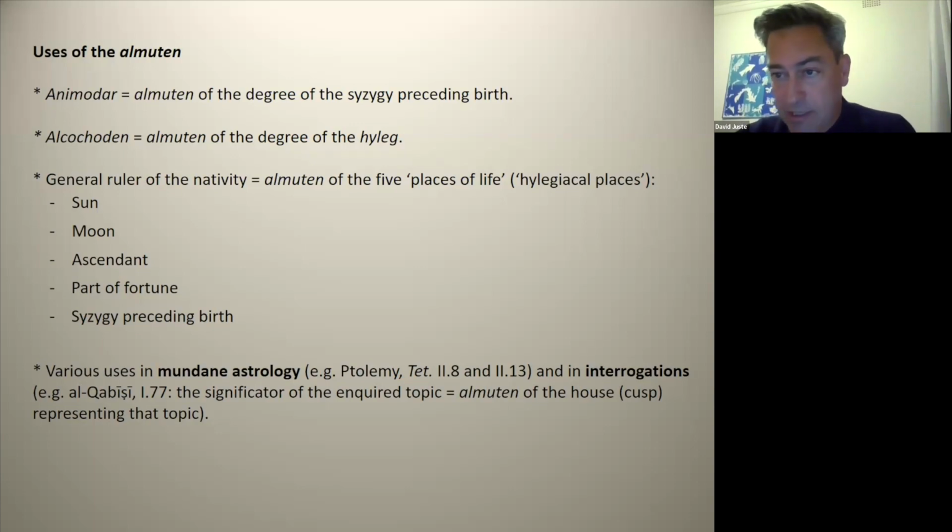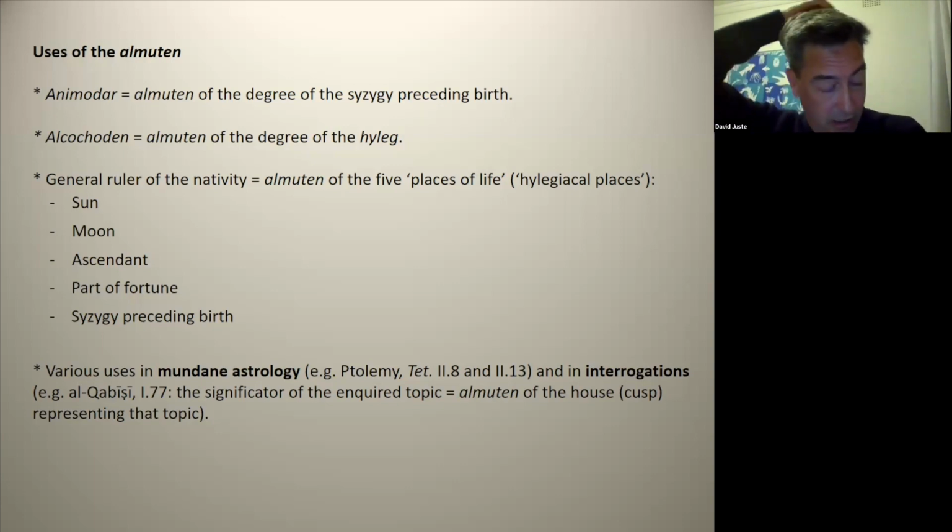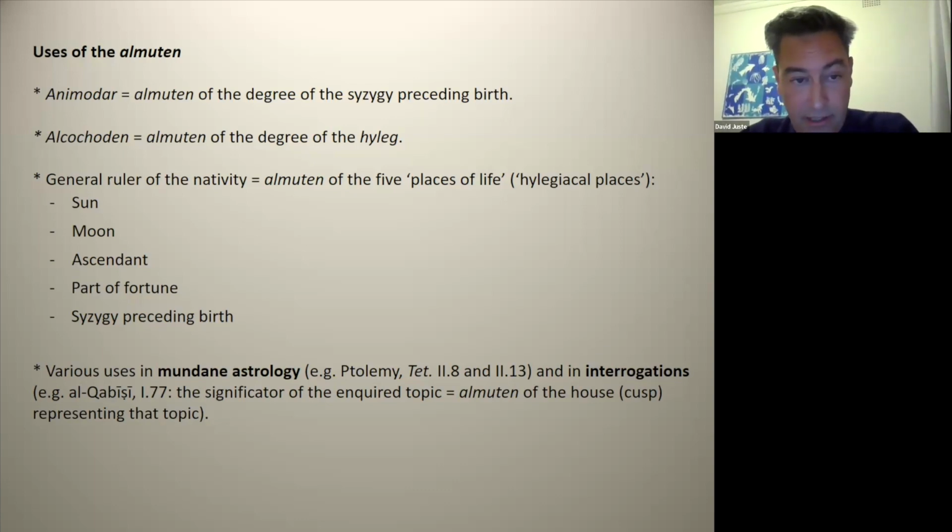So you see, the Almuten is a little bit like all over the place in astrology. I am sure that there are other uses. I still need to look. I mean, there are still many things I need to look at on this topic, which I found actually surprisingly difficult. When I proposed this topic, I thought that should be easy to deal with. It's not at all, not at all.